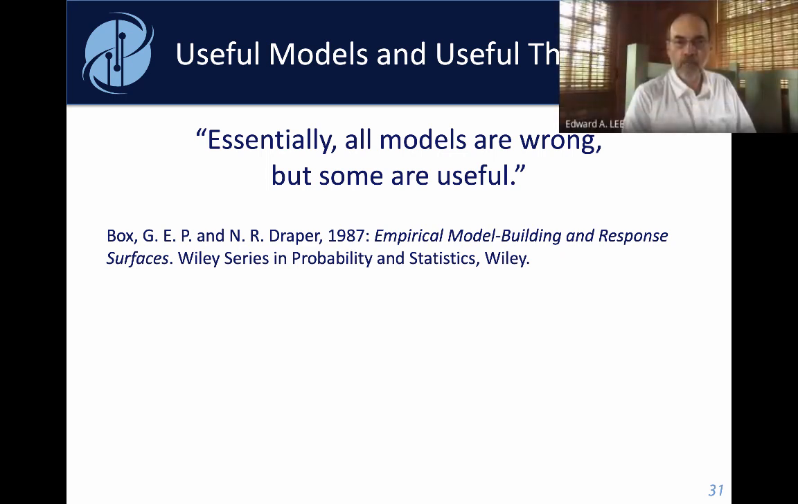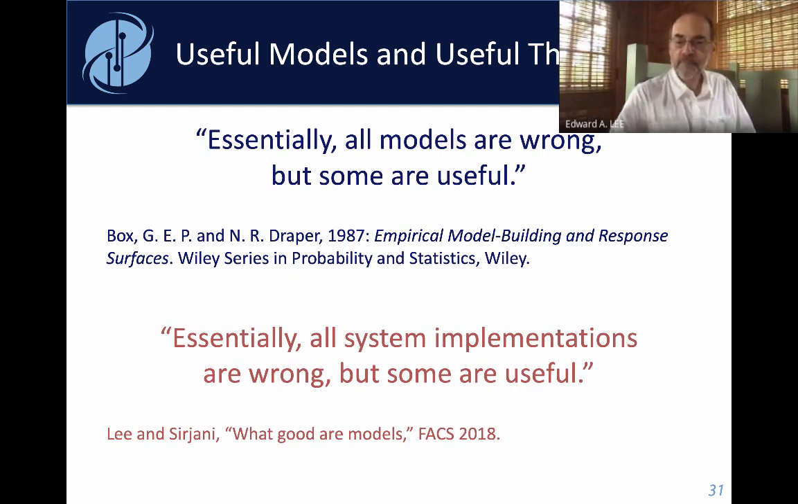So George Box famously said way back in '87, essentially all models are wrong, but some are useful. It took me a long time to realize that this statement is about scientific models, because he's assuming that it's incumbent on the model to match the physical system rather than the other way around. So if you think about the corresponding statement about engineering models, you would say, essentially all system implementations are wrong, but some are useful. Okay.